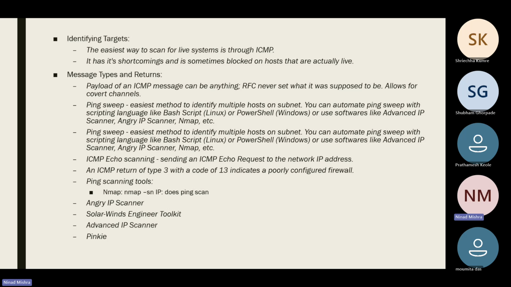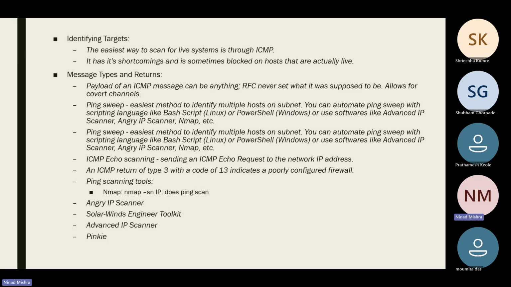Then comes your ping sweep. A ping sweep is basically automated ping enabled for multiple IPs. We can provide a range, and it will scan the network and provide you with the outputs. There are scripts that you can create or run with a scripting language like Bash or PowerShell, or there are tools like Advanced IP Scanner, Angry IP Scanner, Nmap, etc.